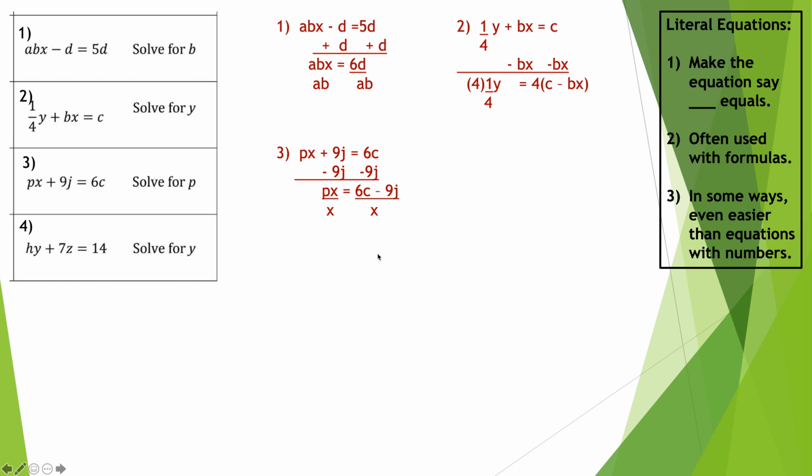Okay? In solving for y, first I have to subtract my 7z from both sides, and that gives me hy equals 14 minus 7z, and then I need to divide both sides by h, and I get y equals 14 minus 7z over h. So those are 4 examples of literal equations.